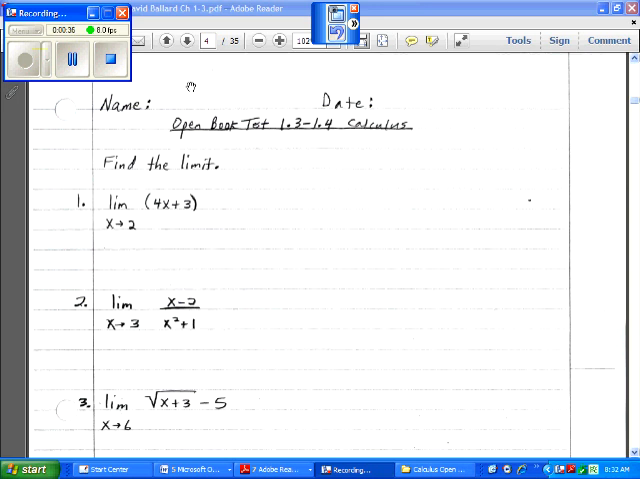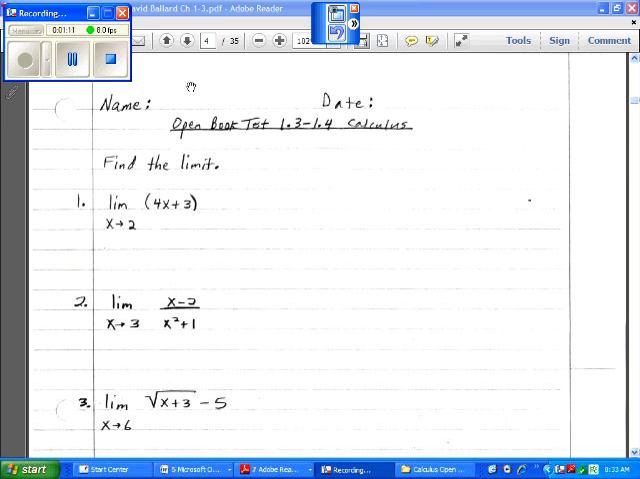We learned that polynomials, radicals, rationals, and trigonometric functions are continuous within their domain. To be continuous, we know there are three rules. Number one, the function value must exist at c. Number two, the limit must exist at c. And number three, the function value is equal to the limit as x approaches c.